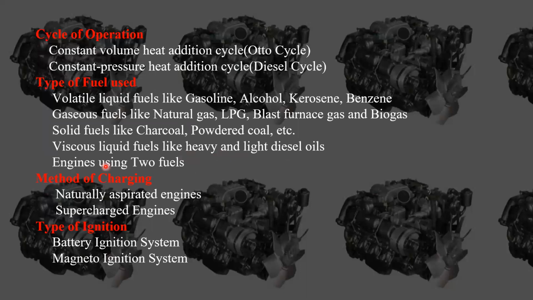Okay, next coming to the engines using two fuels. Here we are going to use both fuels. In dual fuel engines we have volatile liquid fuel as well as viscous liquid fuel. We have one cycle called the dual cycle. Part of the combustion is done at constant pressure, and part of the combustion is done at constant volume. Is there any doubt?